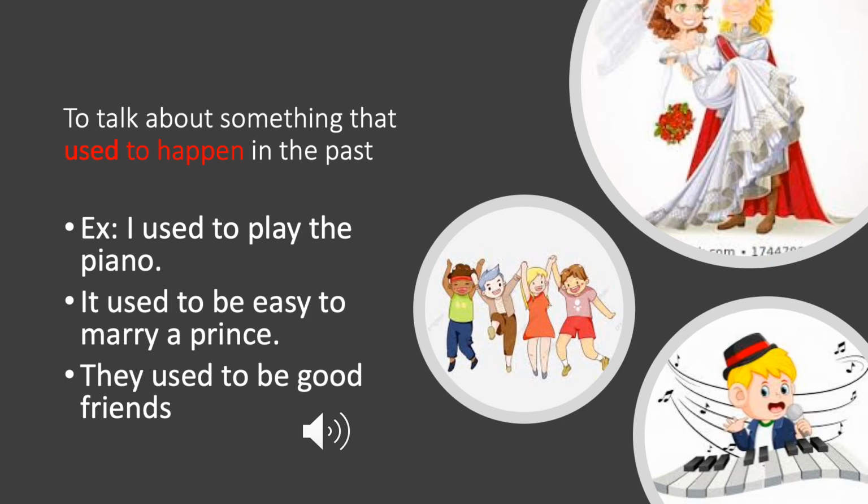Right, I did tell you at the beginning of this tutorial that there was bad news about the imperfect tense, and the bad news is that it's sometimes quite difficult to decide whether you should be using the imperfect tense or the perfect tense. There is one easy instance when you know more or less for sure that you need to use it, and that's when you want to talk about something that used to happen in the past. So it's the repetition of something in the past. For example, when you say I used to play the piano, or it used to be easy to marry a prince, they used to be good friends, etc.